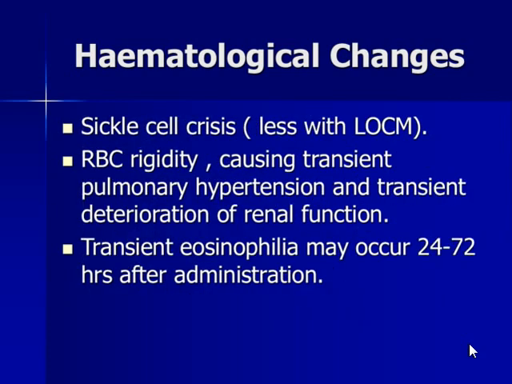Hematological changes might include sickle cell crisis, which is less likely to happen with low osmolar contrast medium, RBC rigidity causing transient pulmonary hypertension, and transient deterioration of the renal function. Keep in mind that's transient, that's not permanent, it will go away. And transient eosinophilia may occur 24 to 72 hours after the administration of the contrast medium.